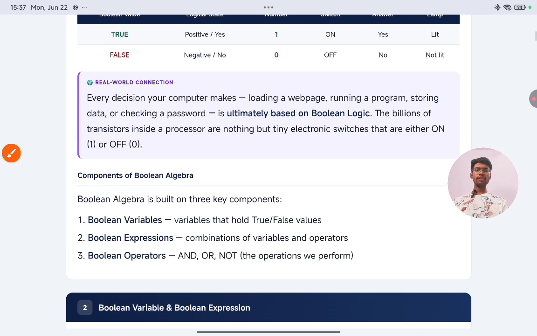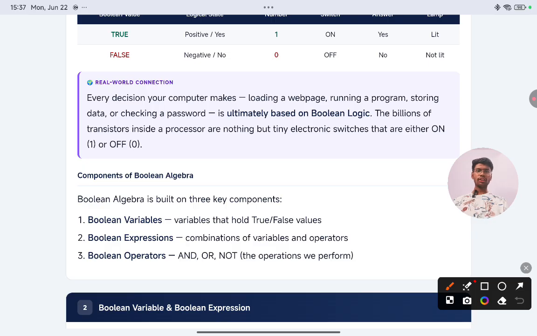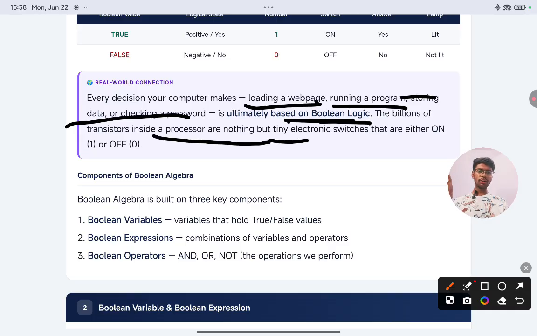Every decision your computer makes, like loading a web page, running a program, storing data, checking a password, all depends upon this Boolean logic. Billions of transistors inside a processor are nothing but tiny electronic switches that are either in the on state or in the off state. On is represented by 1 and off by 0.